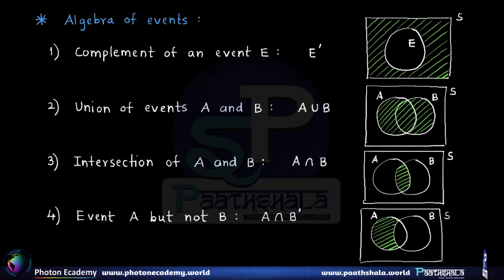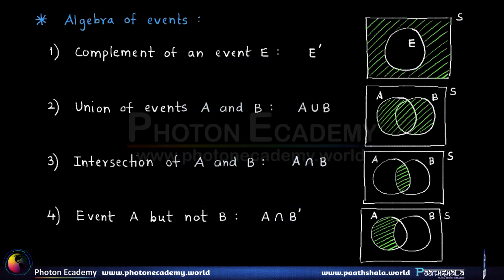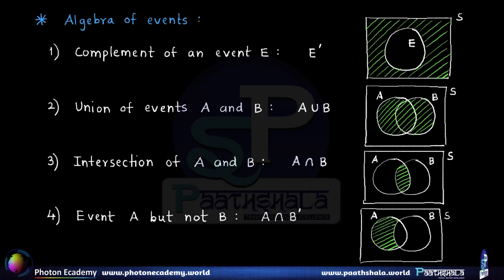Now let us study algebra of events, that is different operations that we perform on events. This also has a direct analogy with the set theory. First, we have the complement of an event E, which is denoted by E dash or E complement. That is nothing but the set of all outcomes which are not in event E but which are within the sample space. So here you see the green shaded portion which is outside the event E but inside the sample space, that represents the complement of event E.